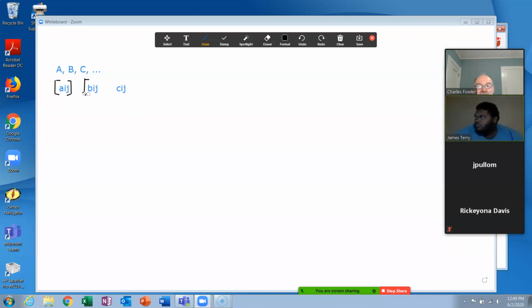Pick any other two integers. Give me two more integers. 5 and 6. Oh boy, I knew that was coming. Okay, that means in matrix C, if you have at least 5 rows, go down to the 5th row, and if you have at least 6 columns, go over to the 6th column. That's your matrix entry C 5, 6.